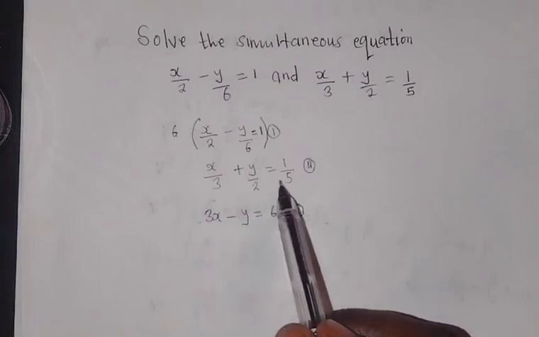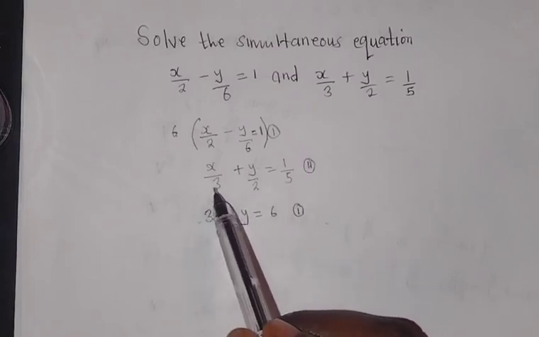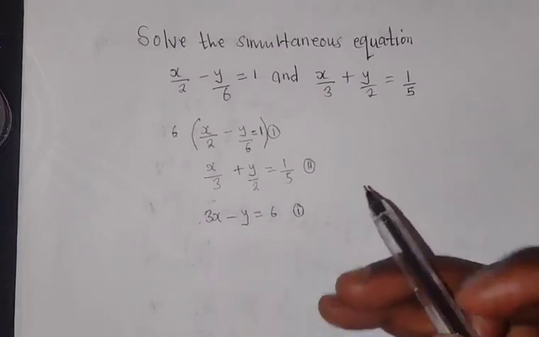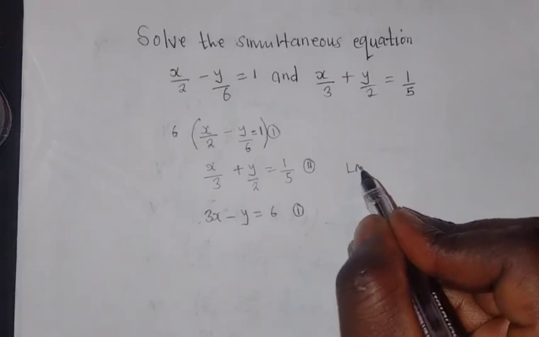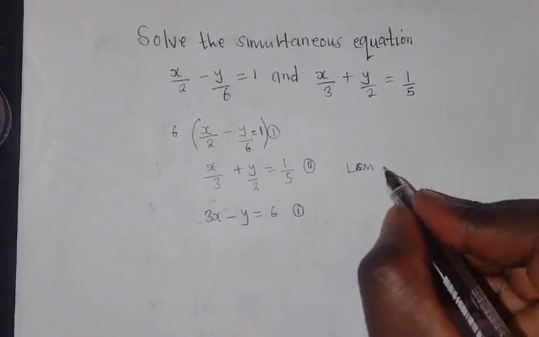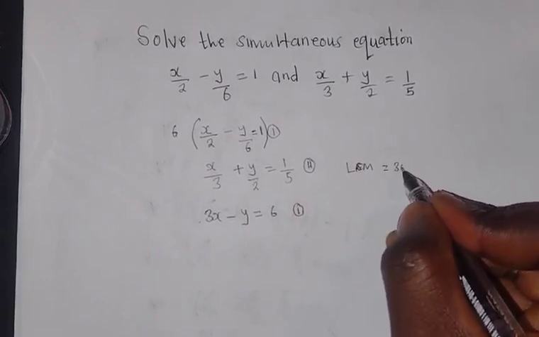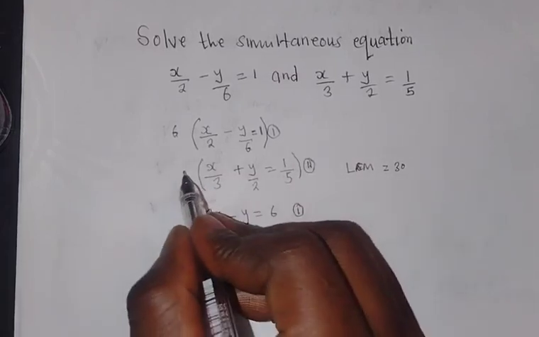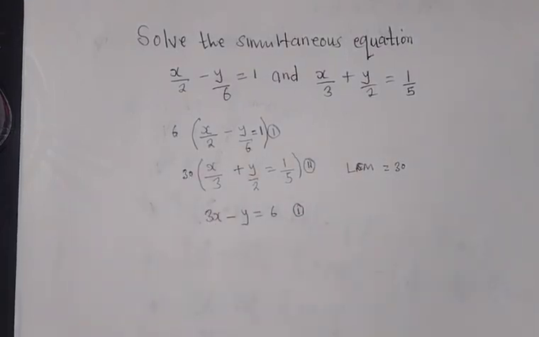Then we come to equation 2. The denominators that we have are 3, 2, 5. So we find the lowest common multiple, okay? We find the lowest common multiple of 3, 2, and 5, which is equal to what? 30. So meaning that we are going to multiply this by 30, like this.